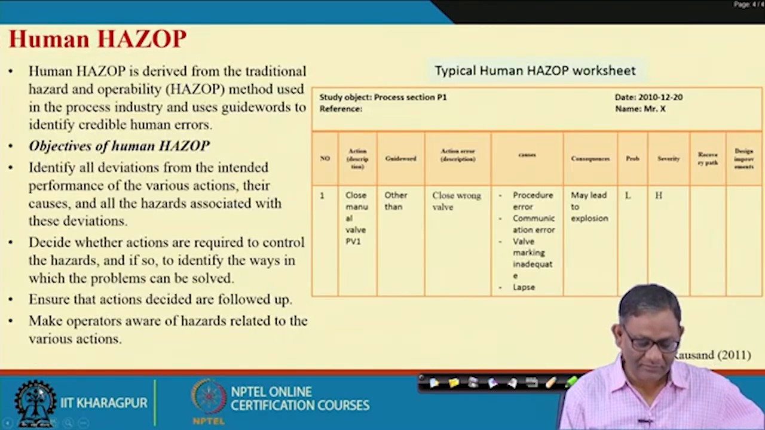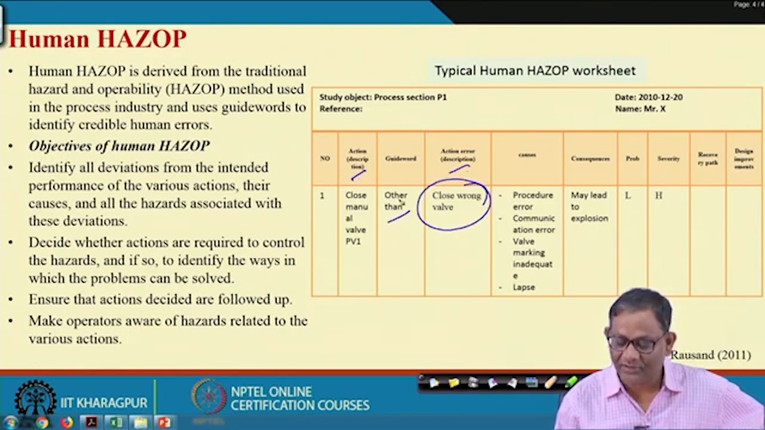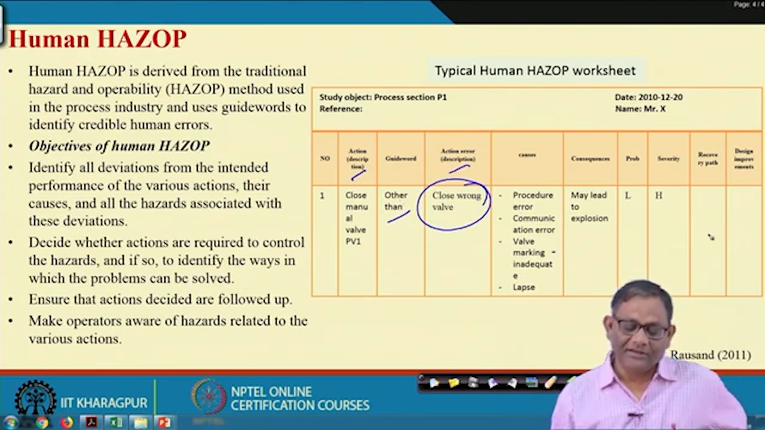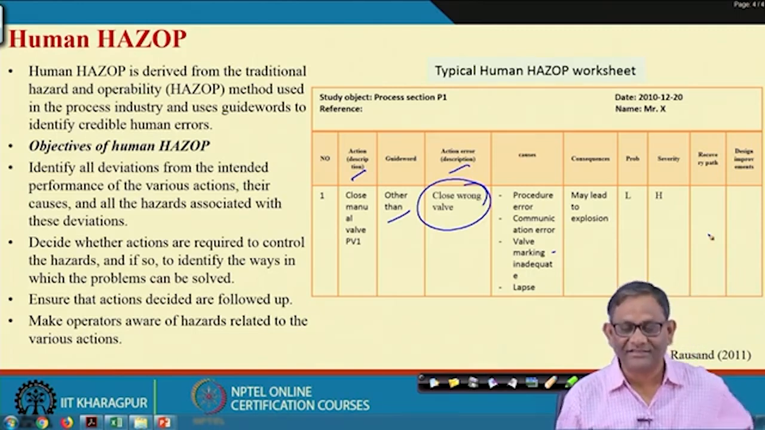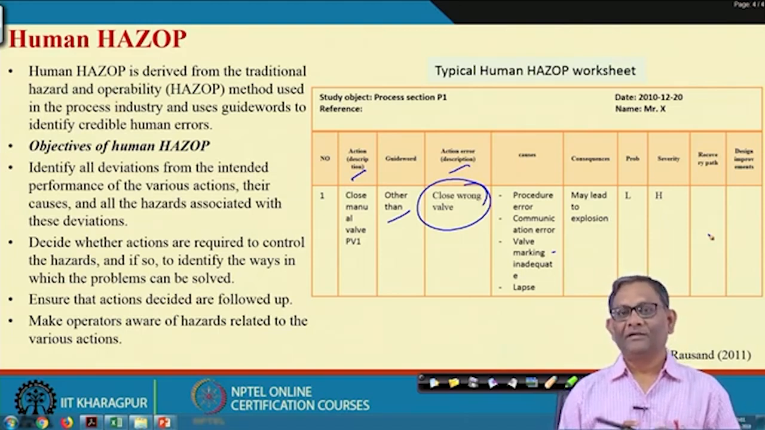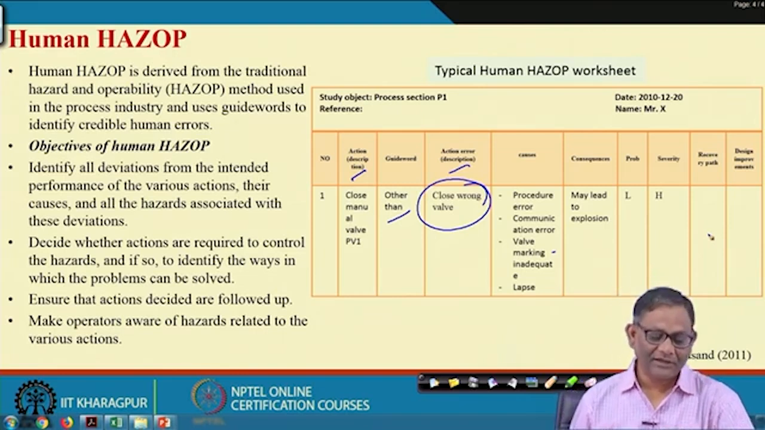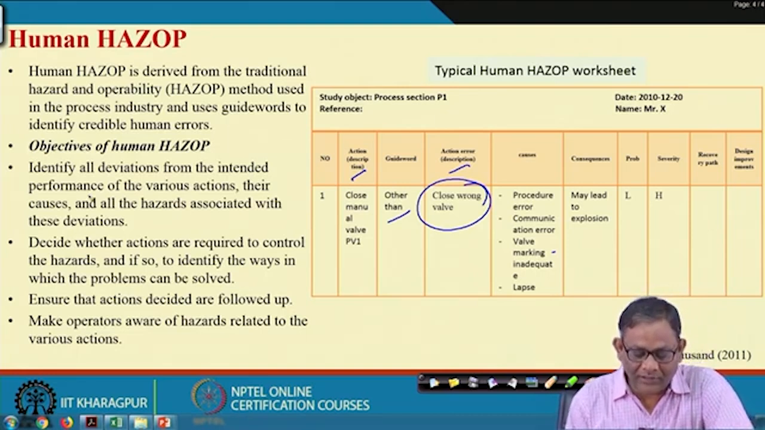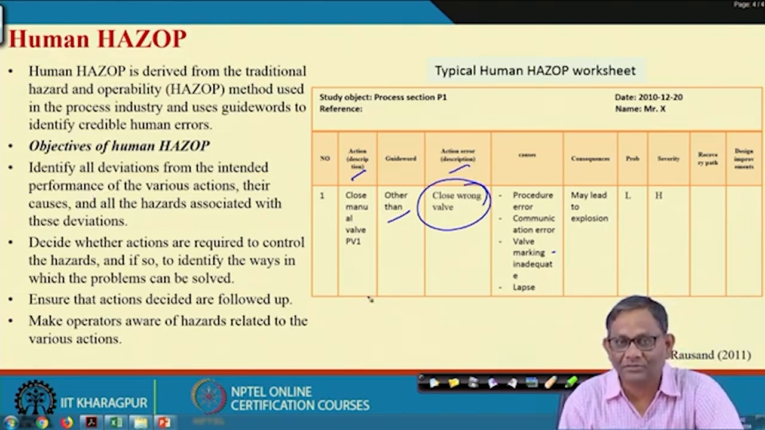This is the worksheet given here: action description, guide word, action, what kind of error, and then what are the causes and consequences, like this. In FMEA, what you have done, there you found out the failure modes, and here you are finding out the deviation. More or less they are similar, but here we are basically using guide words, so maybe you can develop this in a more scientific way. Okay. So, I don't want to discuss the objectives and steps further, because these are similar to the HAZOP study you have done earlier.